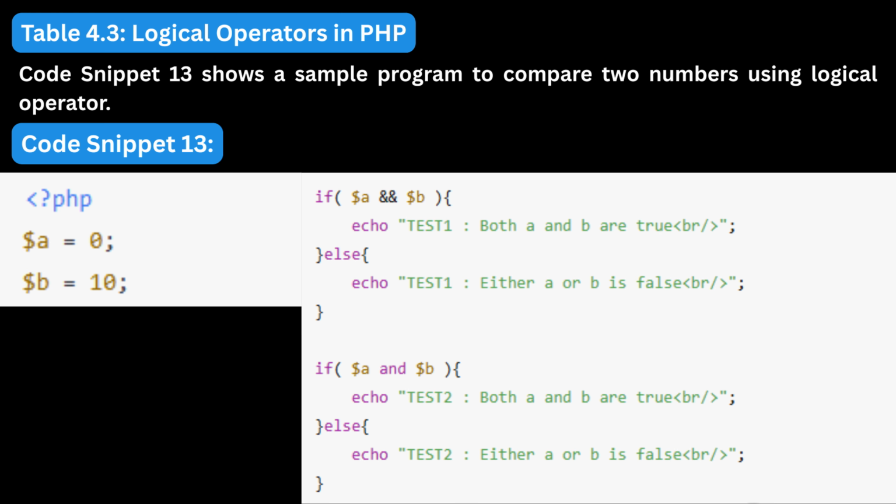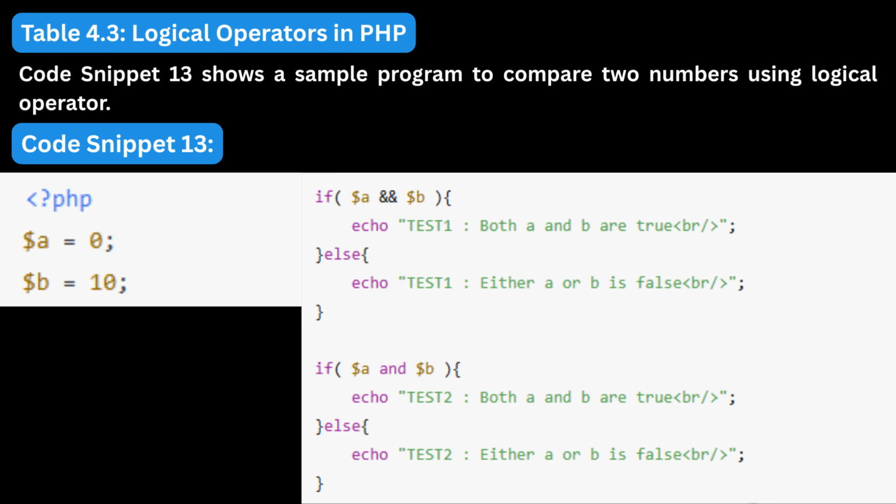At the top of the code, 2 variables are created. A is given the value 0 and B is given the value 10. In PHP, when numbers are used inside an if condition, they are automatically converted to Boolean values. 0 is treated as false, and any non-zero number is treated as true.